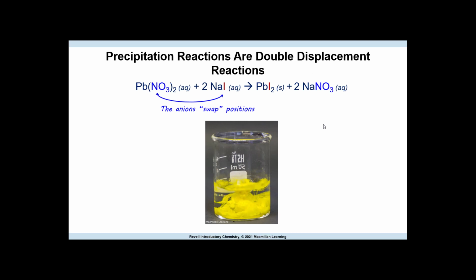So precipitation reactions are examples of double displacement reactions. Remember the dancing partners? In this reaction, the two anions, which are nitrate and iodide, swap partners. And when they did that, this now produced a solid. And it doesn't have to be the anions. You can either switch the anions or you can switch the cations. Whichever one you choose, you will end up with mixed partners.